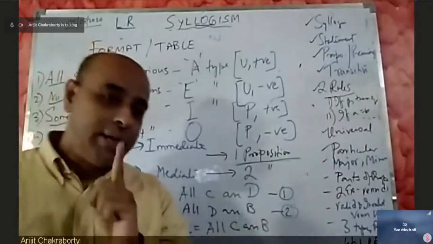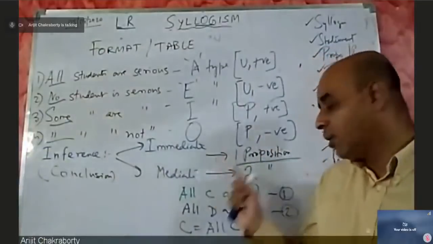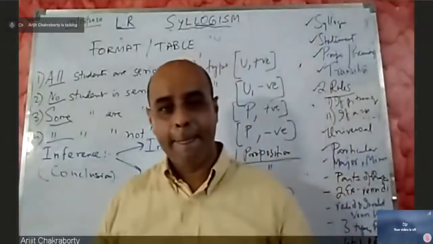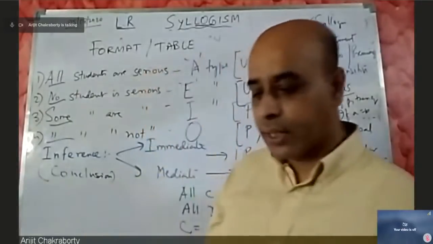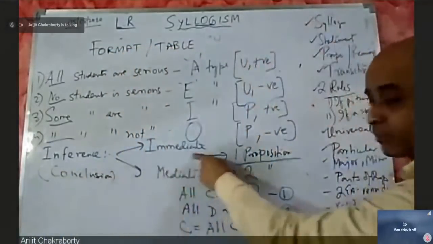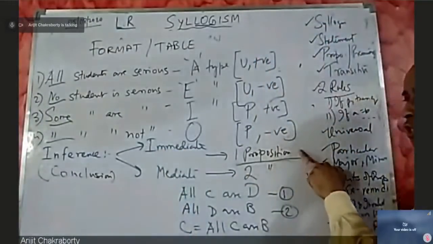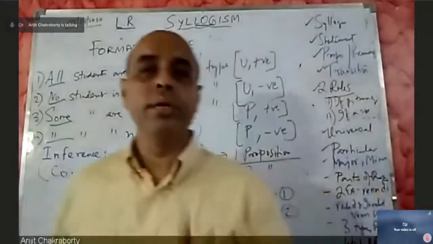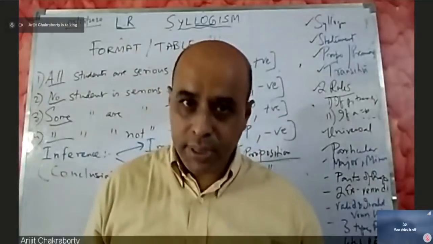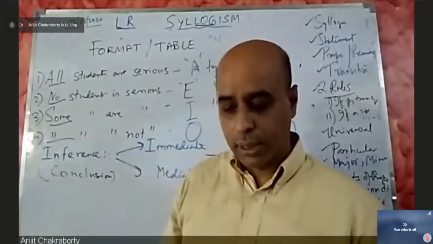Okay, so this is a mediate conclusion. Mediate. Why? Because you need two statements. Statement number one was all cats are dogs, and statement number two was all dogs are black. So please note that there are two types of inferences. One is immediate inference, and the other is mediate. In case of immediate, we have one proposition. In case of mediate, we have to depend on two statements, two propositions or two premises. Fine? And then we draw a conclusion.